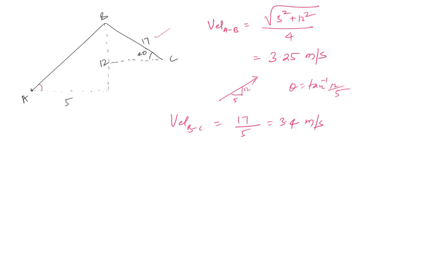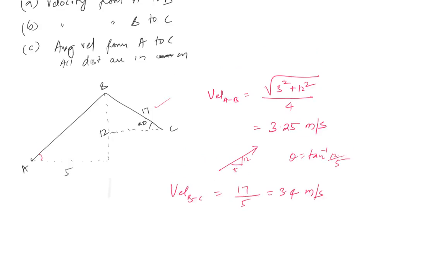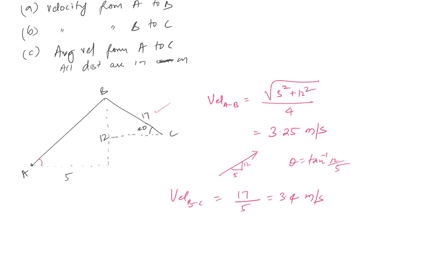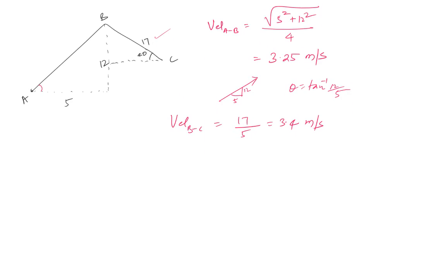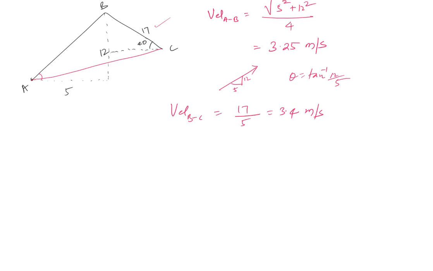So that's all good. Now coming to the third part, average velocity from A to C. To find that we need to first find the distance from A to C. Okay, how do we find that? We will use the law of cosines. So I'm going to write down the thought process.